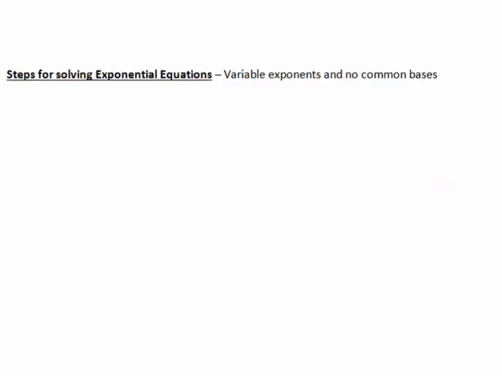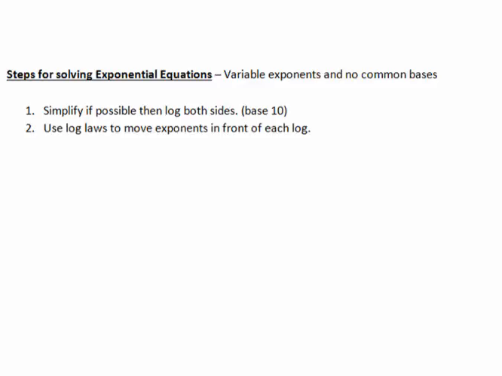Well, it's really straightforward, step by step to solve these. First, we have to recognize there's variable exponents and no common base. If that's the case, then we try and log both sides. And we log it to, most times, base 10. Theoretically, we go to any base, but base 10 is usually what we do, log both sides to start. Then we use our log laws to move the exponents in front of each logarithm. Get those exponents out of the bases.